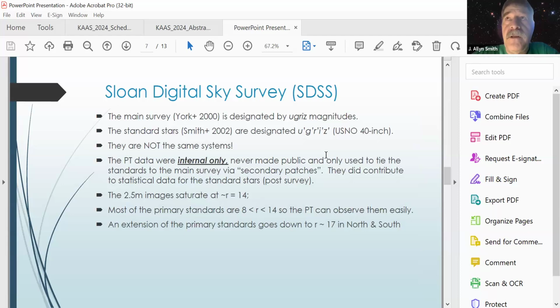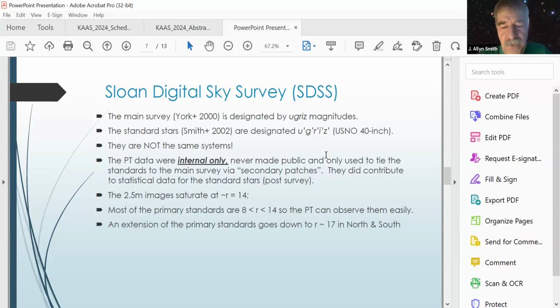The main survey was described in the York 2000 technical overview article. The standard stars are described in Smith in 2002. And the difference here is the stars designated with a prime system are the standard stars that are on the standard star network, which was defined ultimately by the Naval Observatory 40-inch telescope. I'm sorry, the Naval Observatory 1-yard telescope in Flagstaff. They are not the same systems, and they can vary by up to 3% in the ultraviolet, maybe 4%. We still have one little thing we have to narrow down yet.